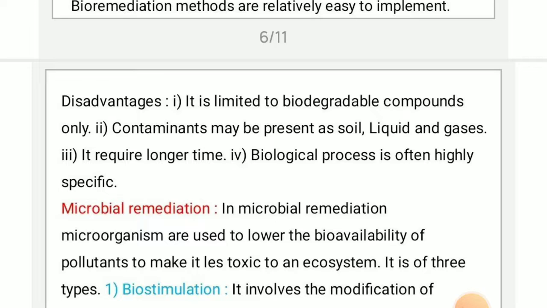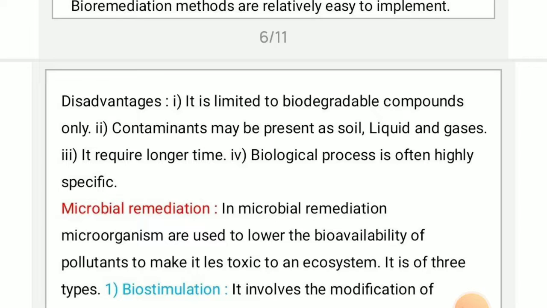Second, contaminants may be present as soil, liquid, and gases. These contaminants may be in liquid form, soil form, or gas form. It requires a large amount of time. And the fourth one is that the biological process is often highly specific. It is right, the biological process is specific.